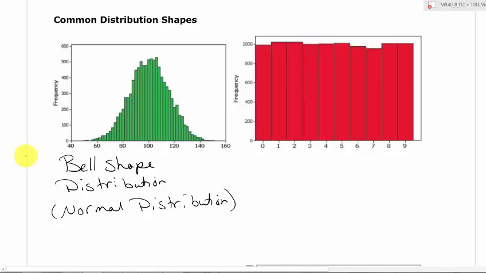My D looks like a P. Let me fix that. So this next one, if all of your bars are about the same height, then this is what we would call a uniform distribution.